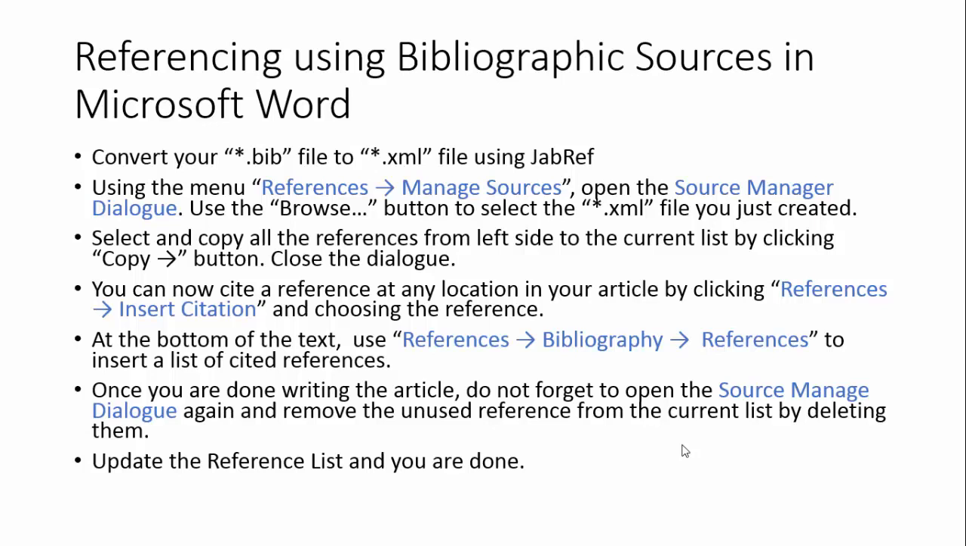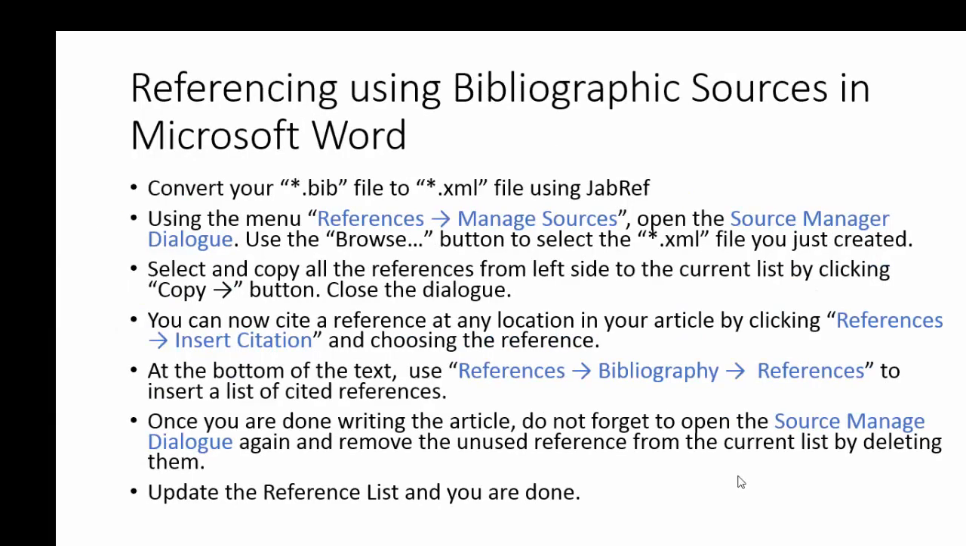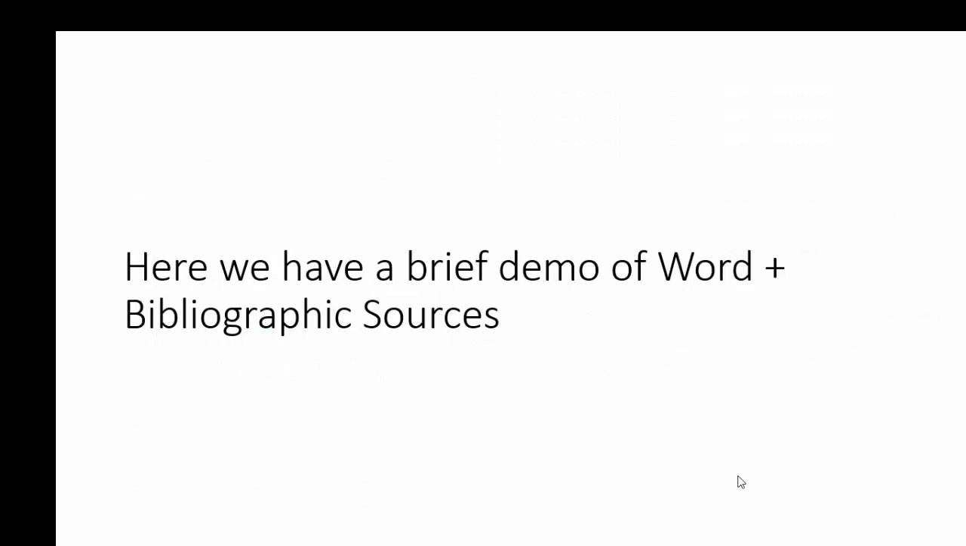You can now cite a reference at any location in your article by clicking References, Insert Citation, and then choosing the reference that you want to cite. At the bottom of the text, use References, Bibliography, References to insert a list of cited references. Once you are done writing an article, do not forget to open the Source Manager dialog again and remove the unused references from the current list by deleting them. Update the references list and then you are done. We will see a brief demo of Microsoft Word using bibliographic sources now.